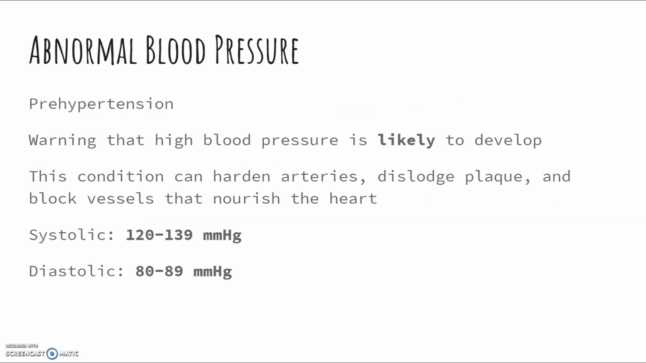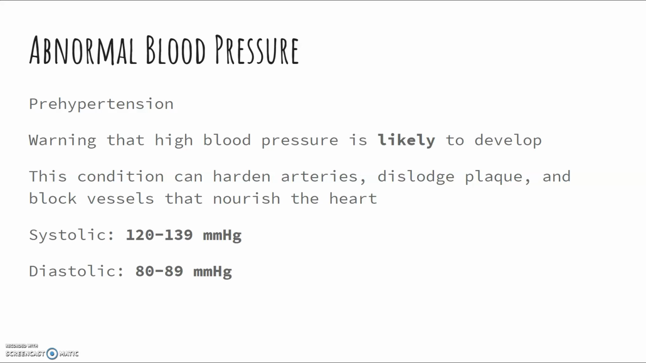So we have a few different things that could be abnormal. Pre-hypertension is a warning that high blood pressure is likely to develop. Note the likely, right? The pre means that it is possible, it might be coming. This condition can harden the arteries, dislodge plaque, and block vessels that nourish the heart. You have to be careful because plaque can build up. It's kind of like this thick growth. Think about plaque on your teeth, right? Imagine this stuff clogging up these very, very tiny tubes, and it could end up ruining the passage of blood to the heart, and it could be very difficult.